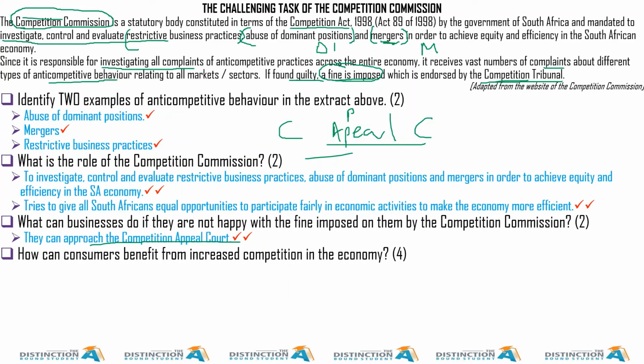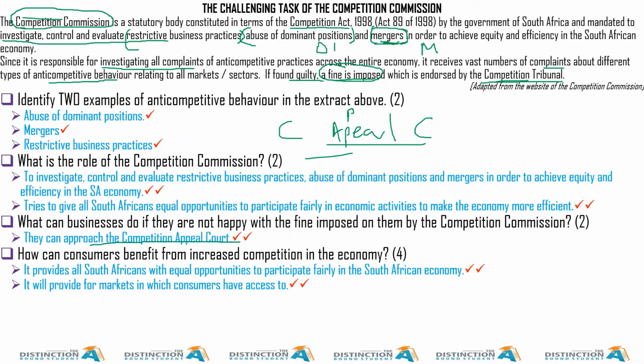That's the word. How can consumers benefit from increased competition in the economy? I think I mentioned it when I was talking about mergers here. When firms compete, come on, there's a lot that happens. It provides us with equal opportunity. It will provide for markets in which consumers have access to. Look, when there are many businesses out there, when they are competing, when they are enemies, us as consumers benefit. I want to hear something like that in your response.